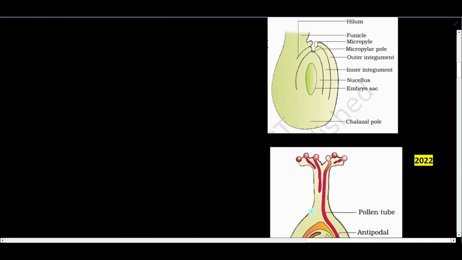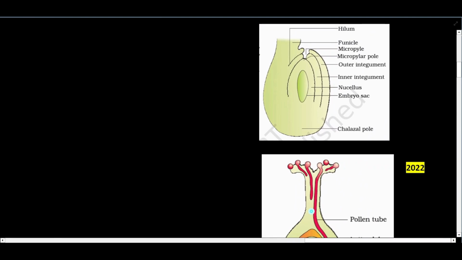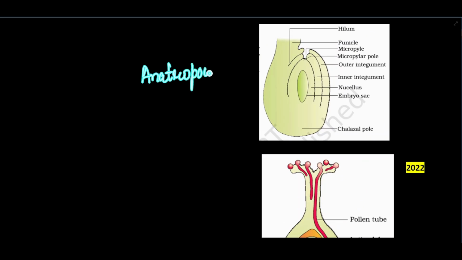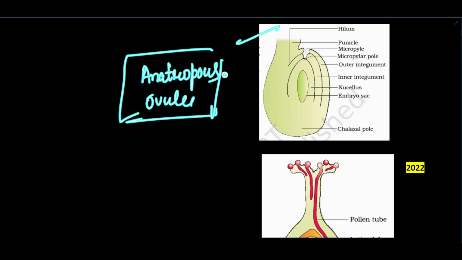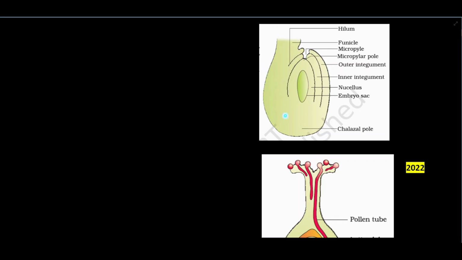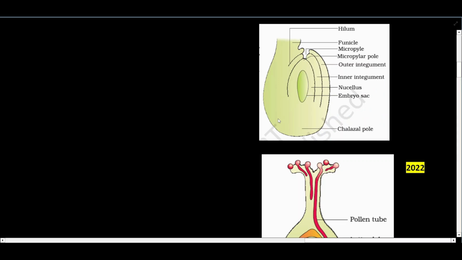The third very important diagram is the anatropous ovule. Sometimes you have a question: draw a well labeled structure of anatropous ovule, and you all have to know all the parts of the anatropous ovule. Sometimes you have questions regarding labeling, where you must label each and every part. So you all have to know this.